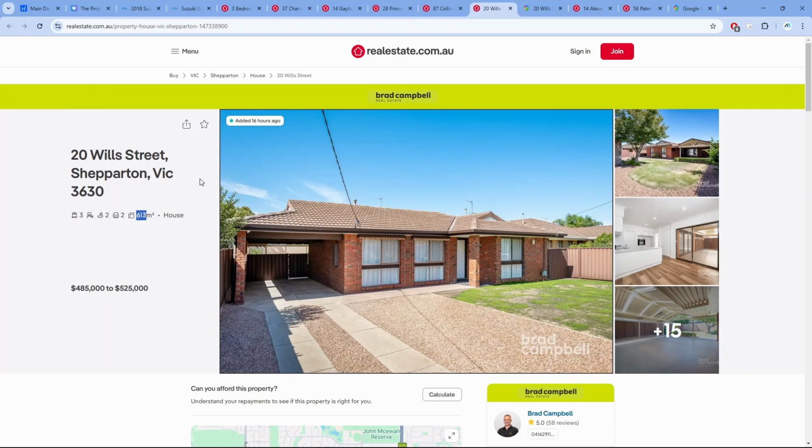But this is what you have to do, right? You take the property you're interested in, then you compare it with other properties that have been sold, and then you make a decision for it. It's not that hard.